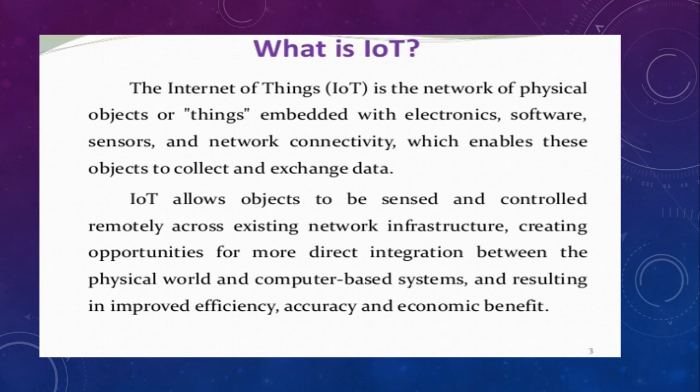IoT allows objects to be sensed and controlled remotely across existing networking infrastructure, creating opportunities for more direct integration between the physical world and computer-based systems, and resulting in improved efficiency, accuracy and economic benefit. So they say this is the actual objective of IoT. What is the first objective of IoT? It creates integration, or a bridge, between our real world and our computer-based systems. And by bridging them, this concept of IoT makes our day-to-day life more efficient and easier to live. So, are you getting this simple definition of IoT? Physical objects plus electronics plus connectivity is equal to IoT.